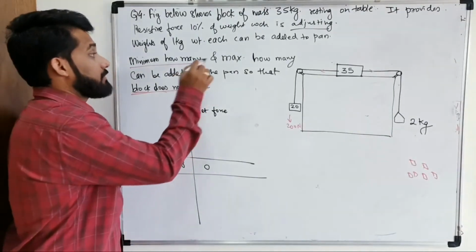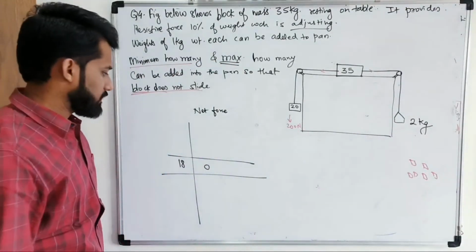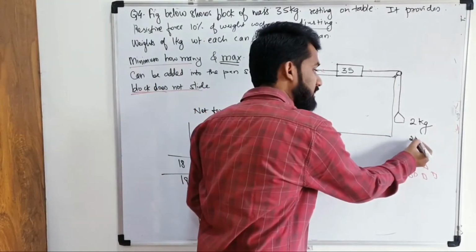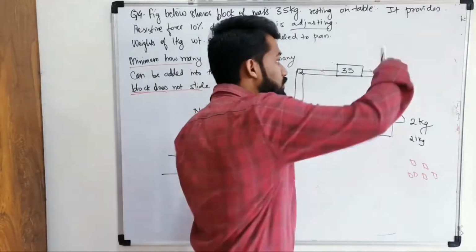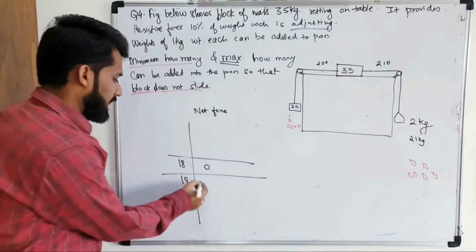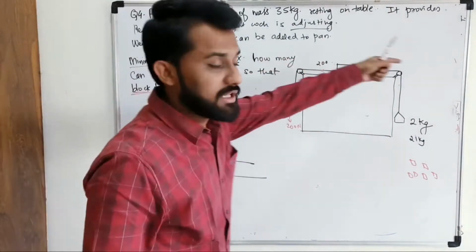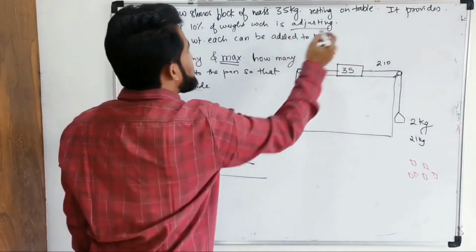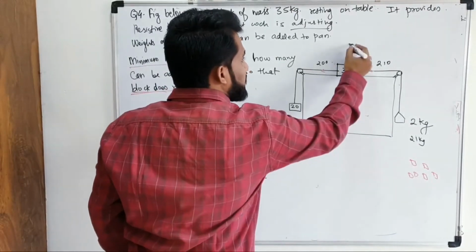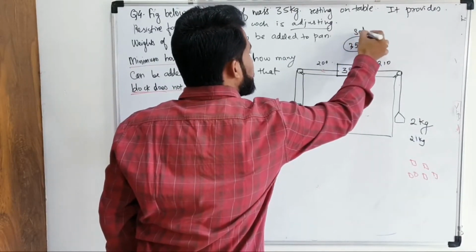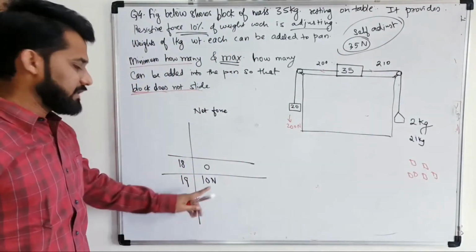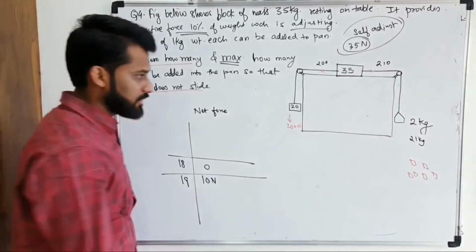Now I will go for the maximum first. How much maximum can I put? If I put 19 weights, how much will it become? 21 kg. 21 kg means 210. This will become 210, this is 200. So the net force is how much? 10 Newton. A net force of 10 Newton. But the maximum value of this self-adjusting force is 10% of 350, which is the weight of the block. There is 35 Newton of self-adjusting force. It will hold up to 35 Newton. 10 Newton is inside 35, so the block is not going to move.